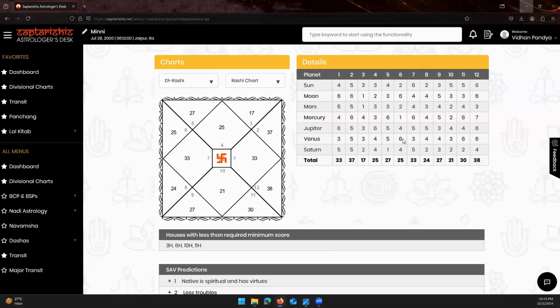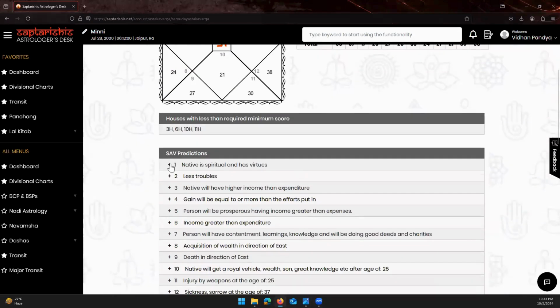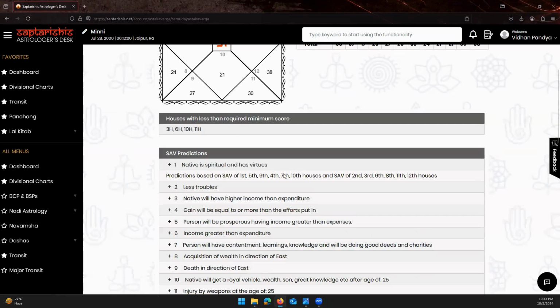Right? So here also in the app you will find that the first point under Sarvashtakavarga is where this calculation is being done, and based on that you have the predictions written here. It is like a snapshot technique. You can look at any chart. If the difference between these two groups is significant, then you can easily conclude what kind of person this is, what kind of nature this person has.